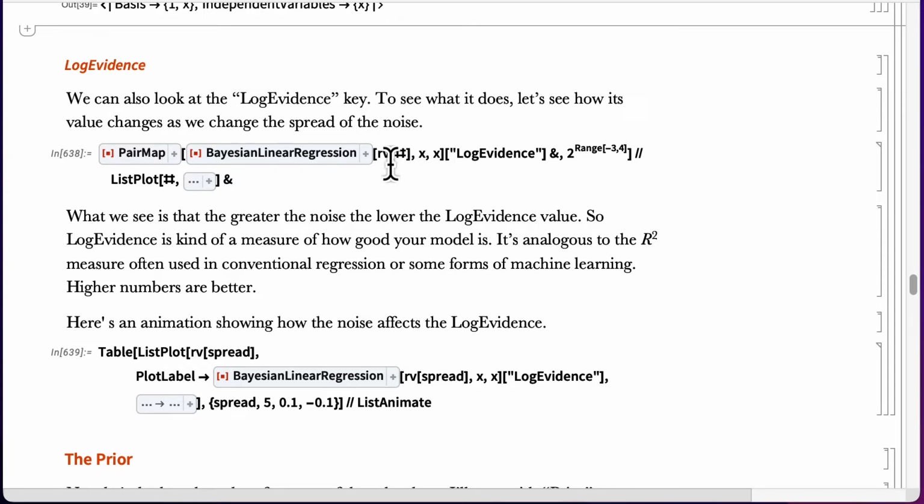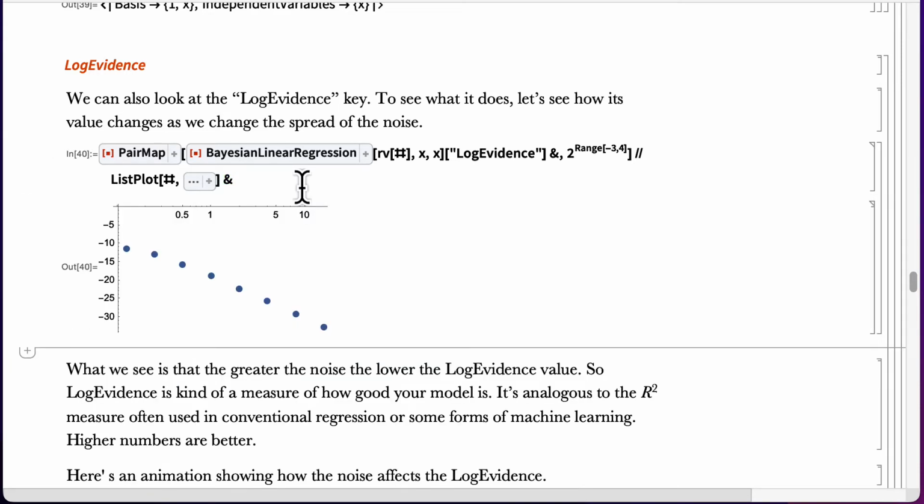I am going to compute the log evidence for different spread values. That's what that little pound sign is doing there. And I'm going to let the spread go from 2 to the negative third up to 2 to the fourth. And then I'm going to plot the spread value versus the log evidence. So here we go. Let's do a bunch of Bayesian regressions. And we're done.